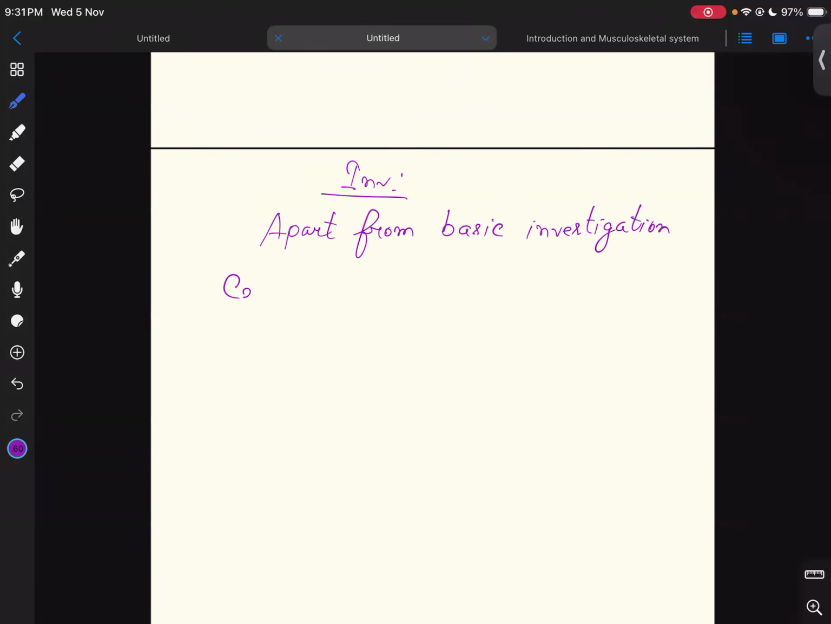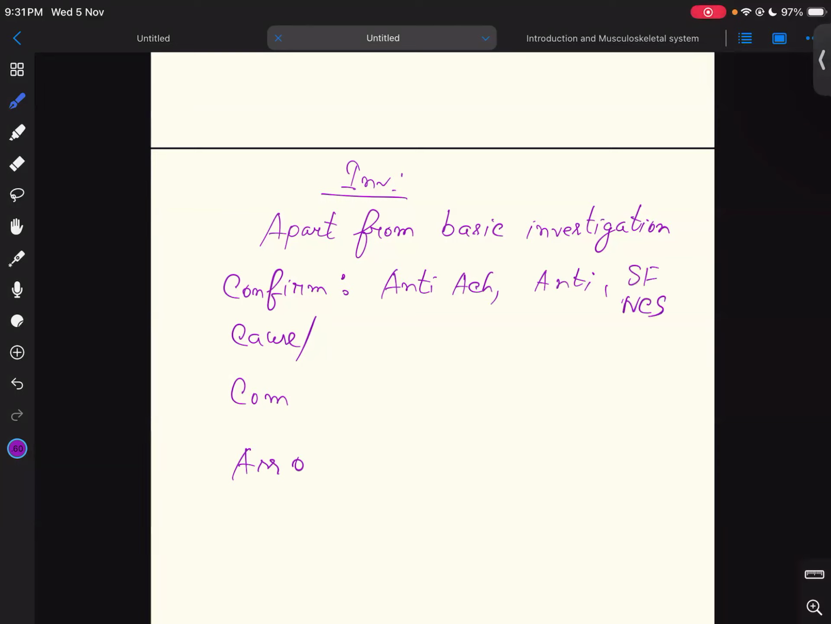First, to confirm my diagnosis, I have to do certain tests. Then to find out the cause or trigger, I have to do certain tests. Then complication, last association. So to confirm my diagnosis of myasthenia gravis, what investigation do we have to do? We have to do the anti-acetylcholine receptor antibody test or anti-MuSK antibody test. Also, we can do single fiber electromyography and repetitive nerve conduction study, and that's all.